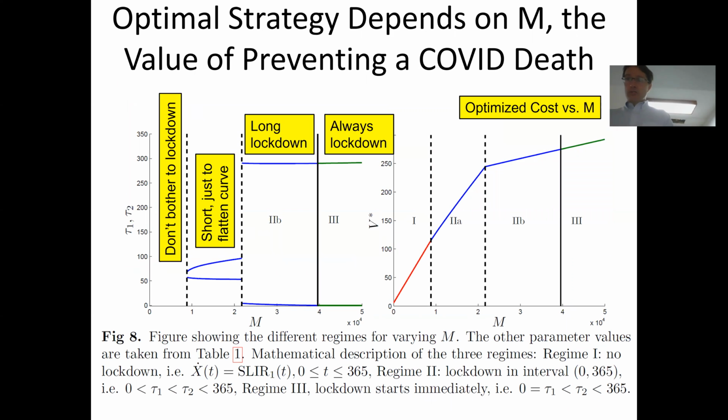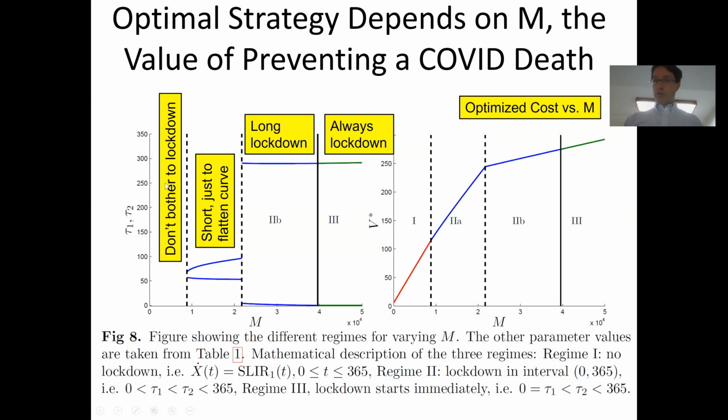So we then explore this in a little more detail and discover that there are actually 4 different regimes, 4 different kinds of optimal strategies, which are displayed here as a function of that key parameter M, the cost of death.